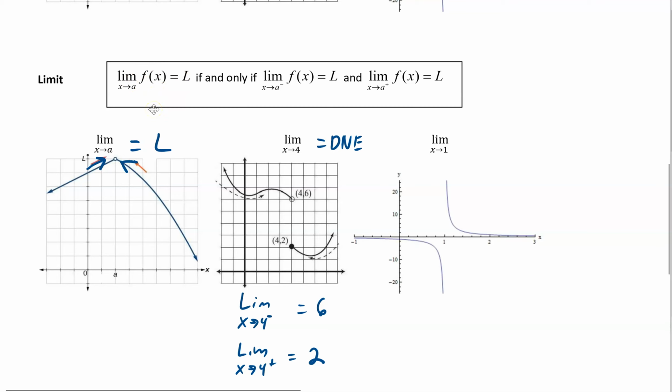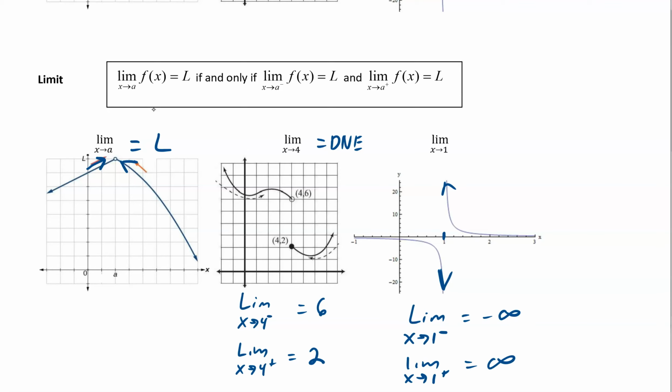The same thing here: the limit as x approaches 1 from the left, and the limit as x approaches 1 from the right. We're approaching 1 here, right? So this would be, again, negative infinity. And this would be positive infinity. So again, it is D and E. And that is your left and right-hand limits.